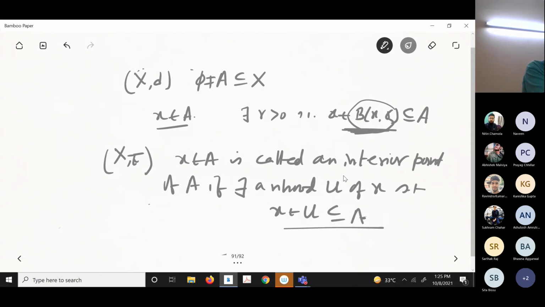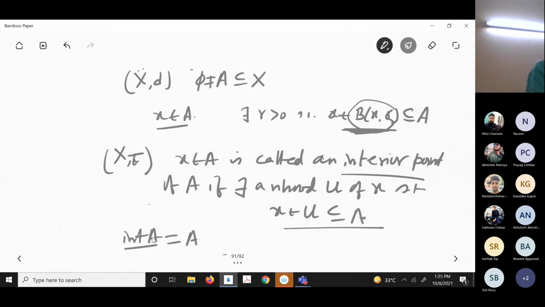Now the interior means the collection of all interior points. That I call the interior of A. Now exercise 1 you can do: that A is open if and only if the interior of A is equal to A. This is the idea that I have given you; usually the books do not write it. And exercise 2 I have given you, that you should do.